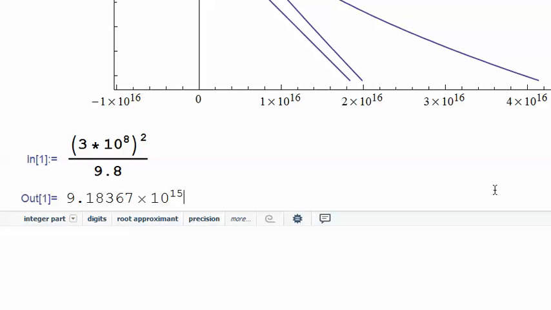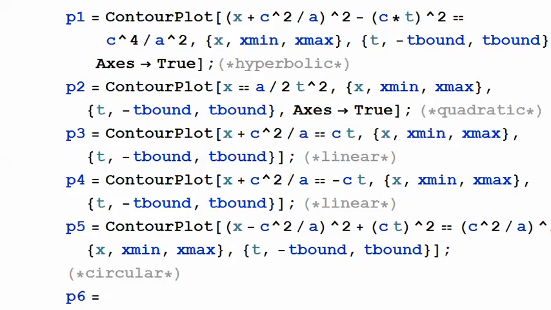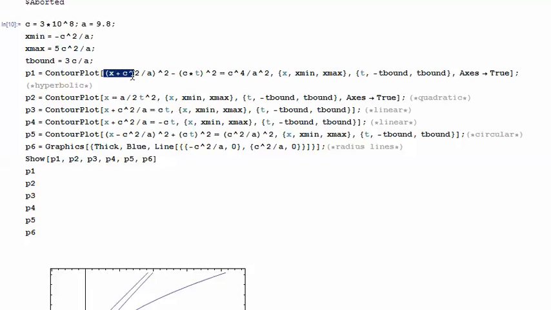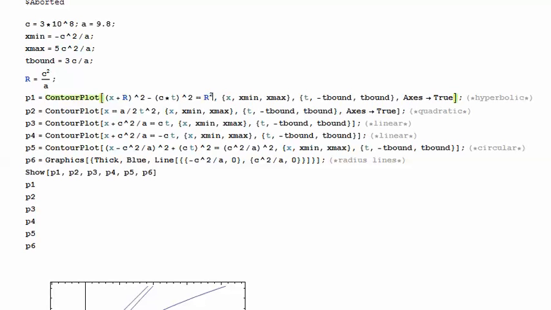I'm going to look at the code that I wrote to create that thing and see if I can find that equation in there. Yes, it is there. I think what I'm going to do is modify this code a little bit to make it clearer and then include it in my notes. First of all, I'm going to define this capital R as c squared over a, and replace this c squared over a with just R, and replace this c to the 4th over a squared with R squared.